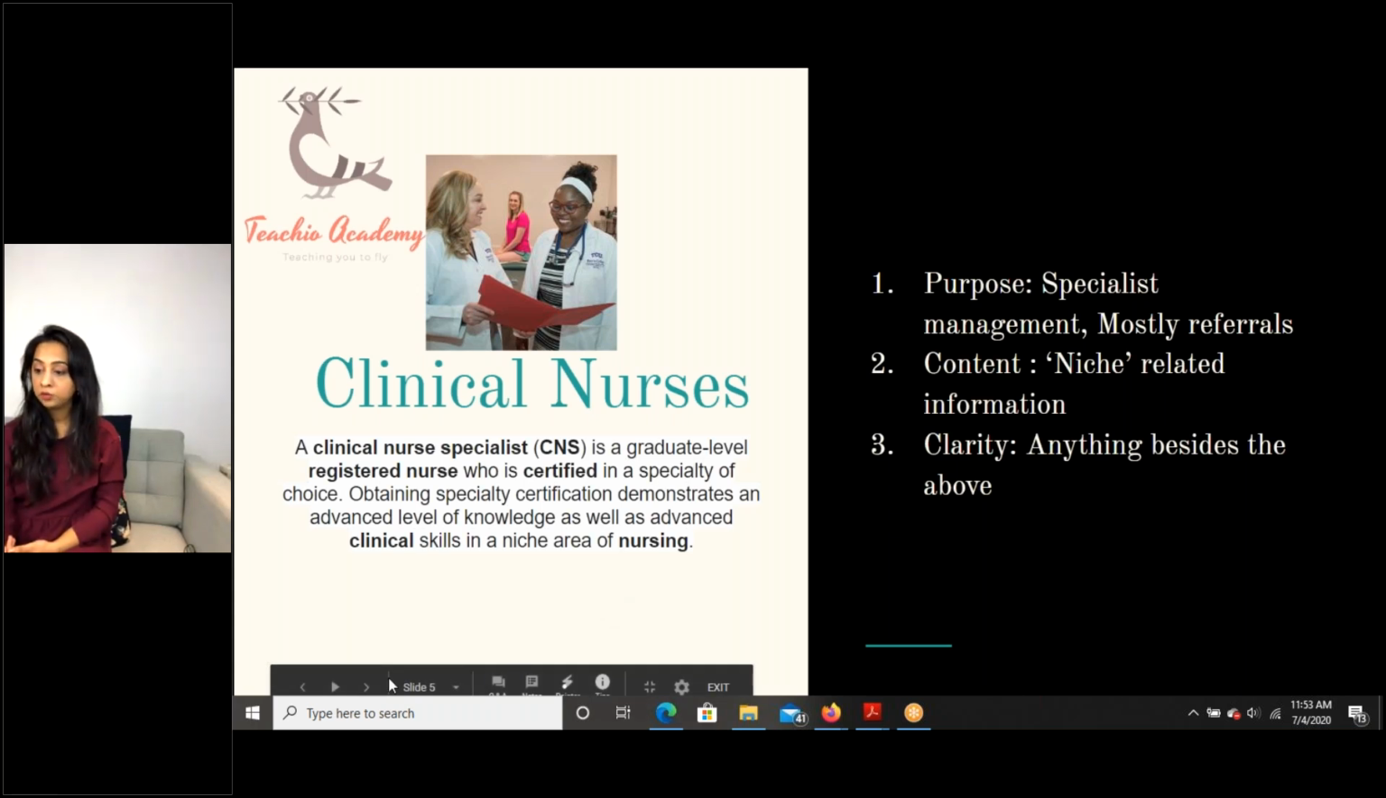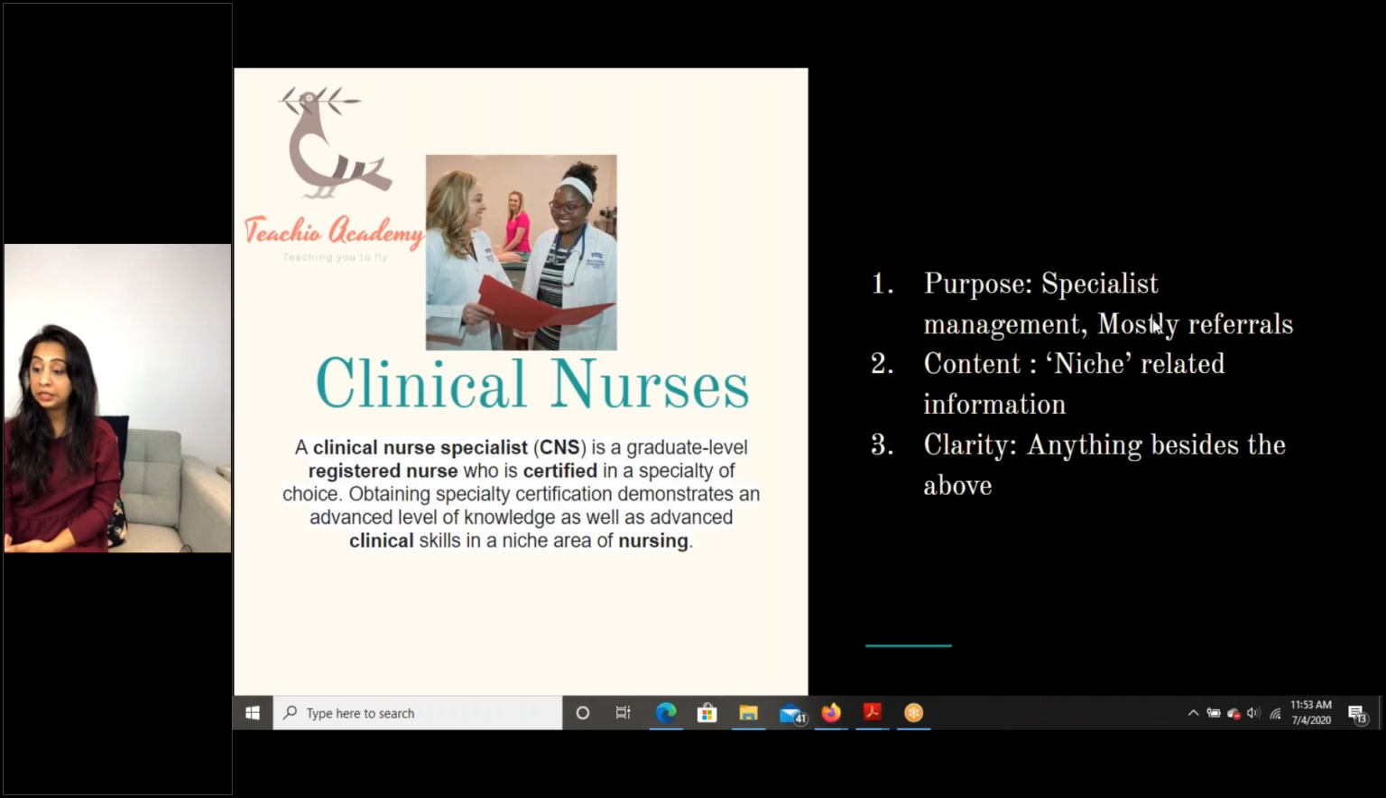All right, now we're going to be moving on to the clinical nurses. Now, you might get this concept of clinical nurses, which you might be a little unfamiliar with, especially if you work in an Eastern country, because this is basically a concept which is in the UK, in the US, and in Australia, where the OET is based. So I might have to explain the concept of a clinical nurse first before we move on to the purpose, content, and clarity. A clinical nurse is a nurse who's done a basic nursing degree, and on top of that, she's specialized in a very, very particular field of medicine.